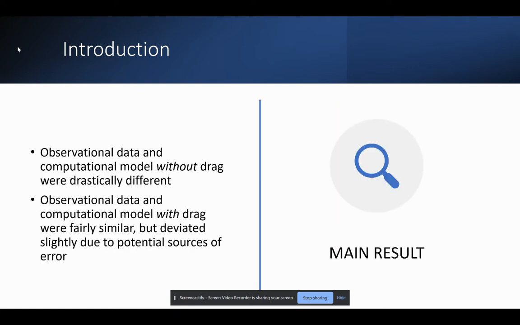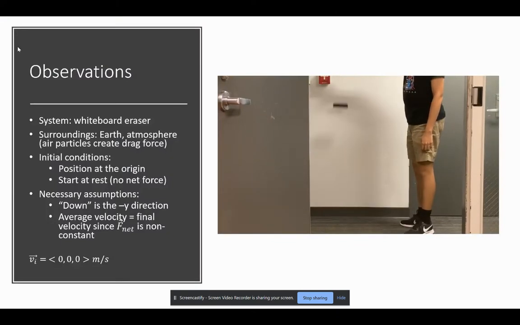As for the main results, the observational data and the computational model without drag were drastically different. However, the observational data and the computational model with drag were fairly similar, but deviated slightly due to potential sources of error. For my observational data, I used a whiteboard eraser as a system, with the Earth and the atmosphere as its surroundings. The reason why the atmosphere is included in the surroundings is because air particles are what cause drag, which is a force that must be considered in real life.